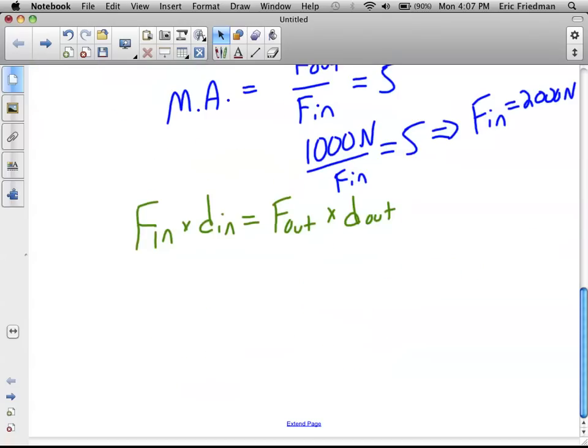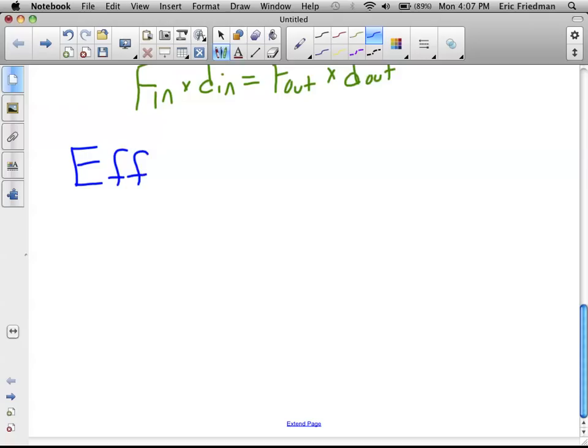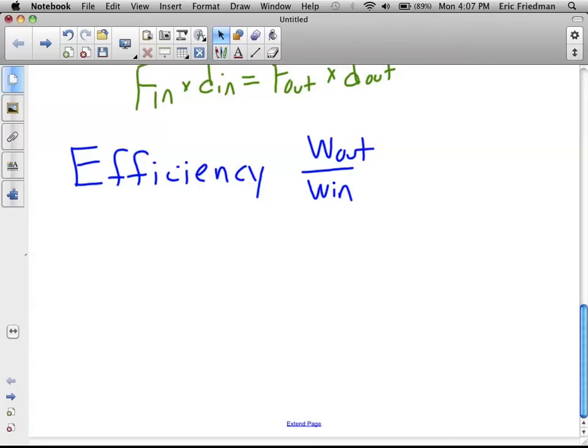Now, what else can we do here? One other thing we can do is talk about efficiency, because sometimes the amount of work you get out is not the same as the amount you put in. Efficiency, right? That is, how much work out do you get divided by the work in? Well, in an ideal situation, you would get the exact same work out as you'd get work in. So you'd get a number of 1 for your efficiency, or 100%.